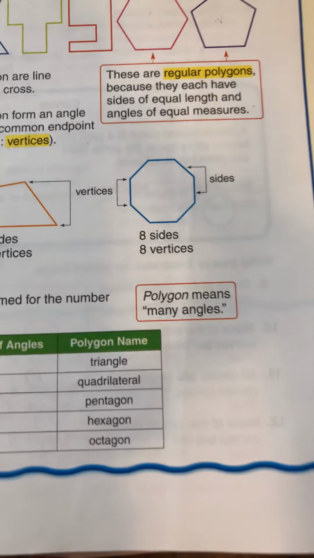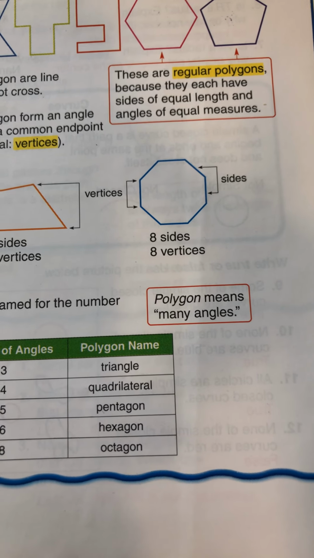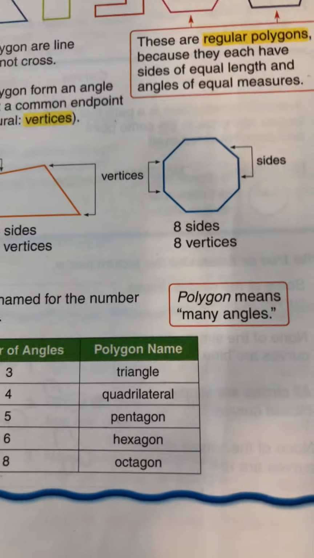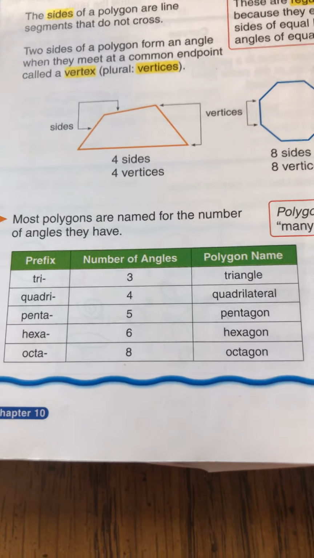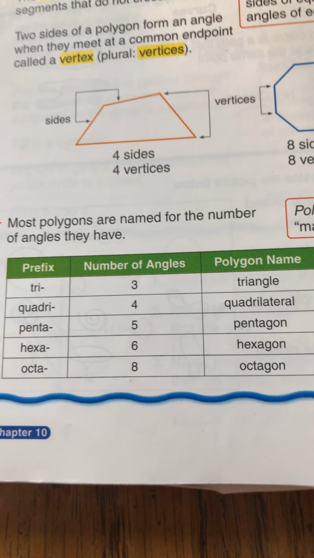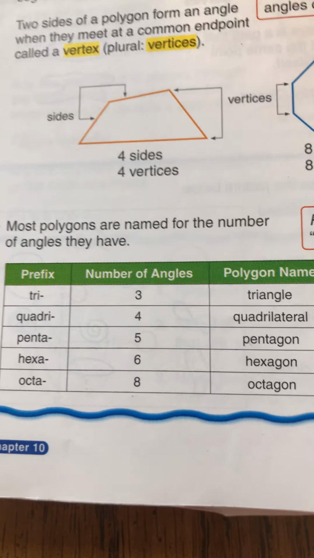The word polygon means many angles, so we are obviously looking at figures that are going to have many angles, more than just one angle. We're going to get a little prefix lesson here. Because remember, when you add a prefix to the beginning of a word, it changes the meaning a little bit.